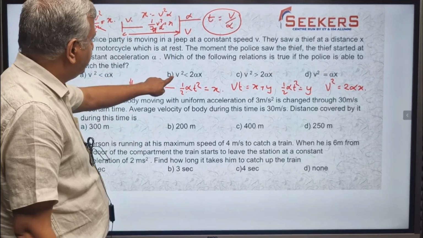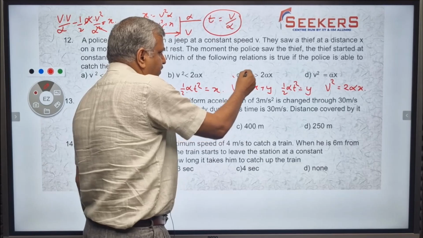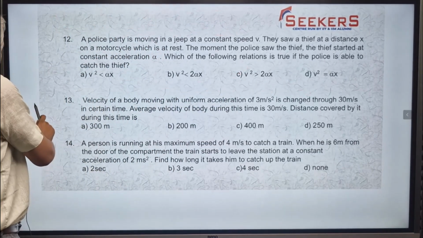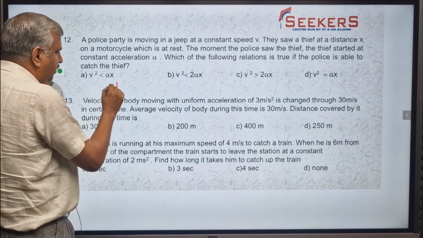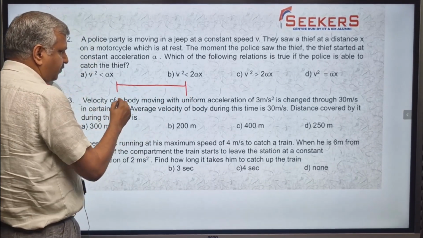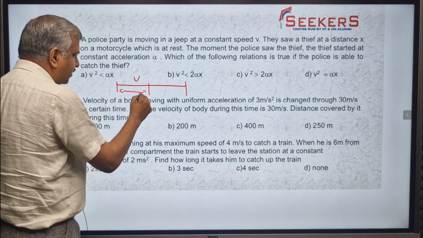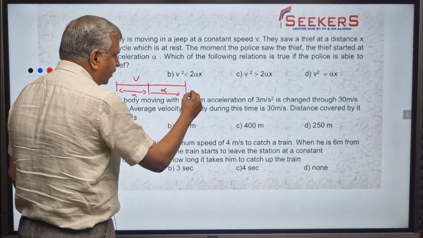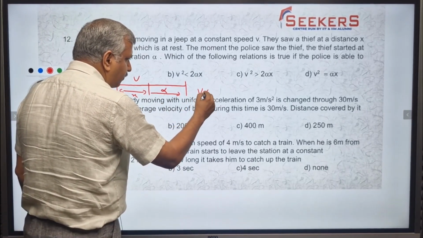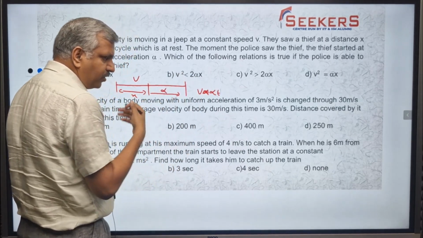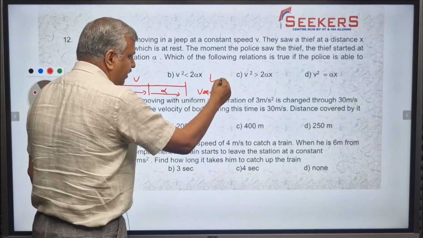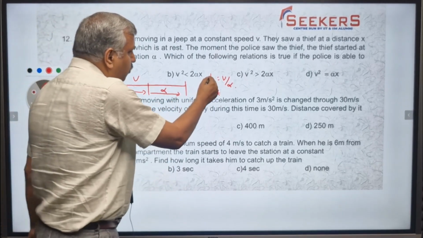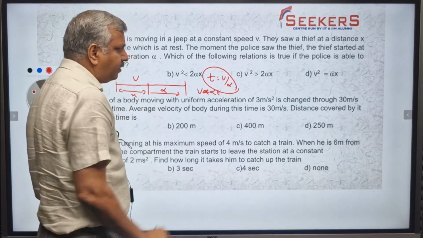So v squared is greater than 2 alpha x. If this is the case, the police will be able to catch him, otherwise they will not be able to catch him. I'll explain again. Let me just clear it, then I'll explain again. See, the police is here, traveling with a constant velocity v. The thief is here, this distance is x, and the thief is accelerating alpha. Understand that if the thief's velocity becomes more than v, then the police will never be able to catch him. In other words, t is equal to v by alpha. That means if the police have to catch him, they can catch him only if the time interval is less than v by alpha.